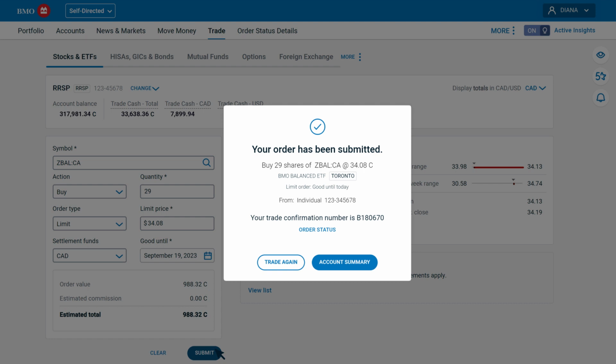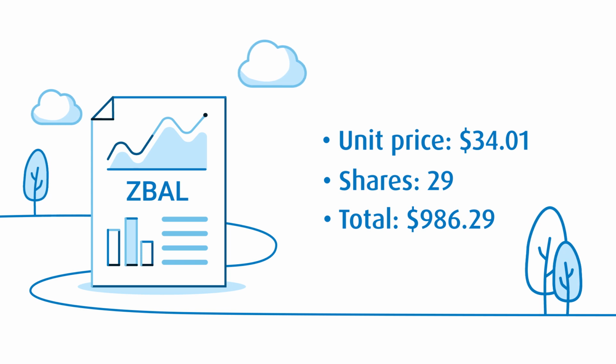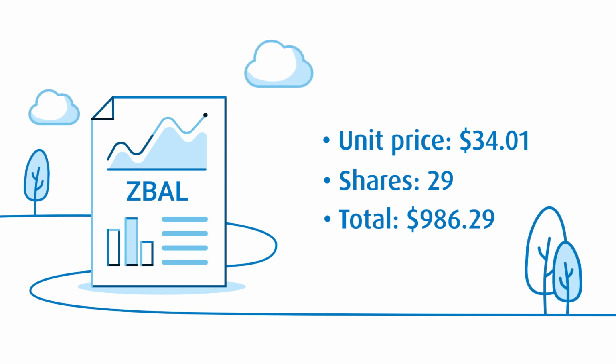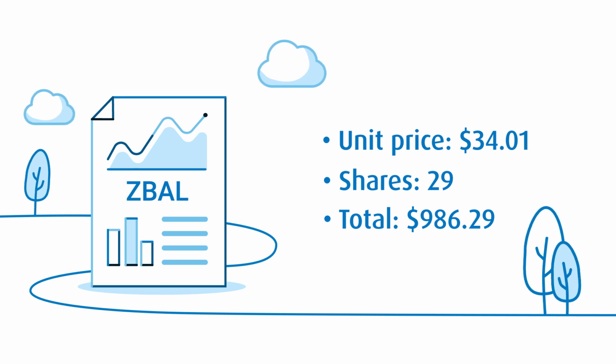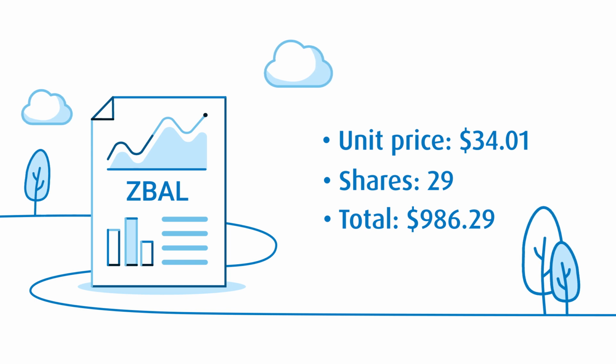You will then see a summary of your order, including a trade confirmation number. Our order got filled below our limit price at $34.01 per share, and we now have $986.29 invested in ZBAL. Placing a trade can seem a bit intimidating at first, but after seeing it in action, you probably already feel a bit more confident to place your own first trade.